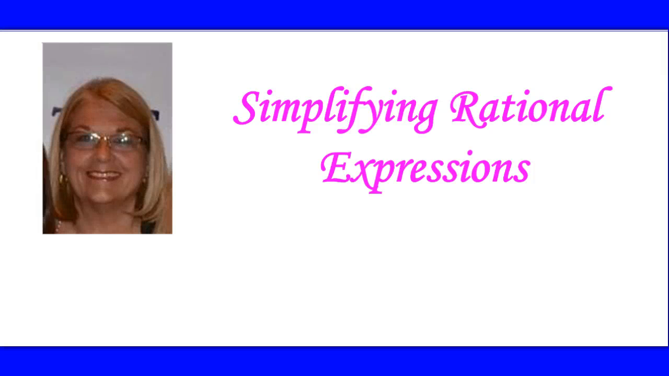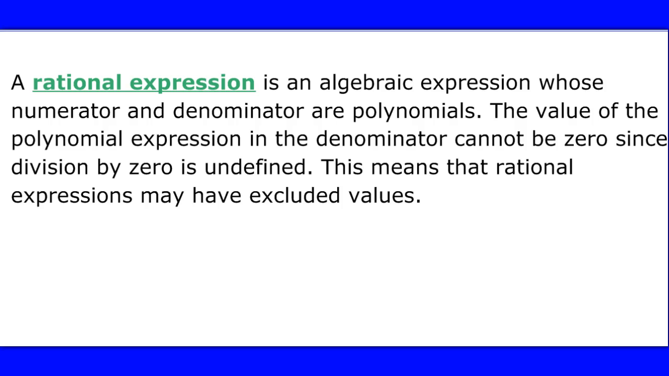We're going to have a quick lesson on simplifying rational expressions. Now, just a little reminder that a rational expression is an algebraic expression where the numerator and the denominator are polynomials. The polynomial on the bottom cannot be 0 because division by 0 is undefined. So that means that sometimes there are going to be excluded values.